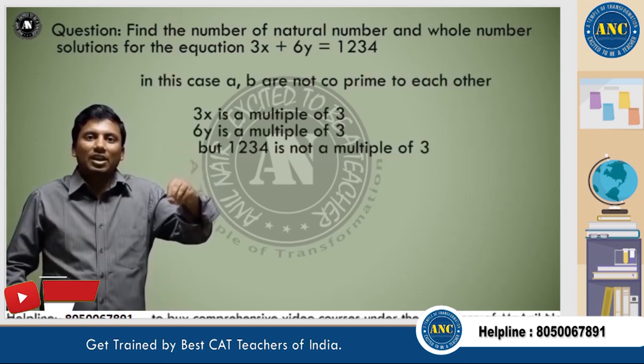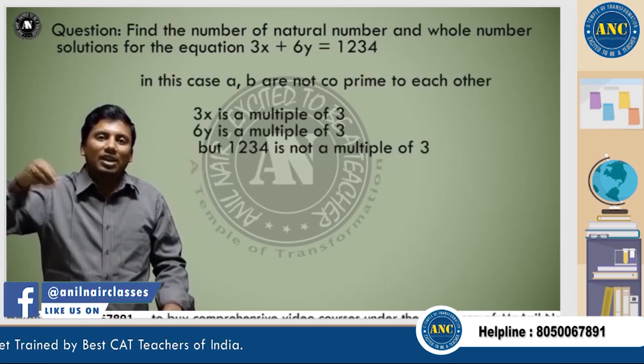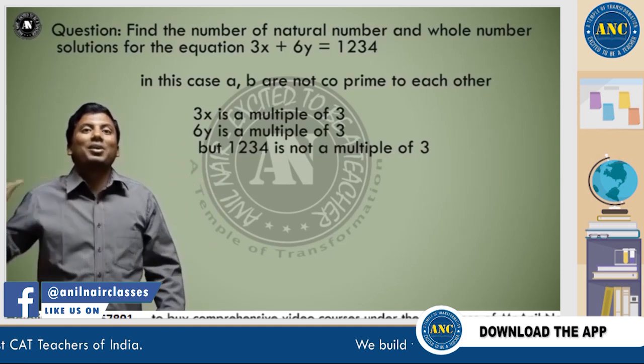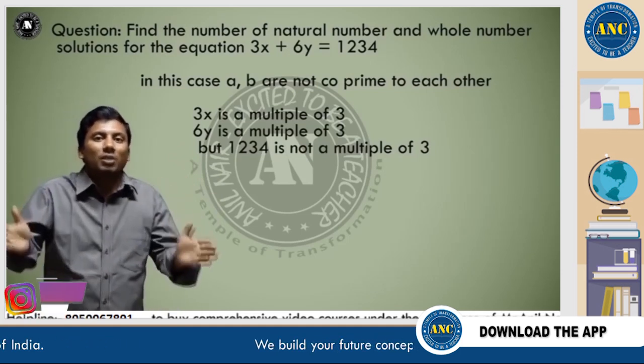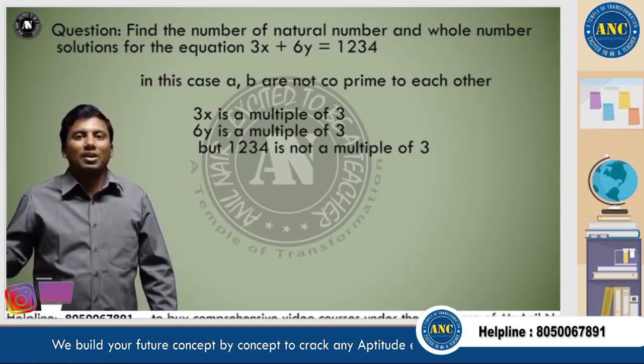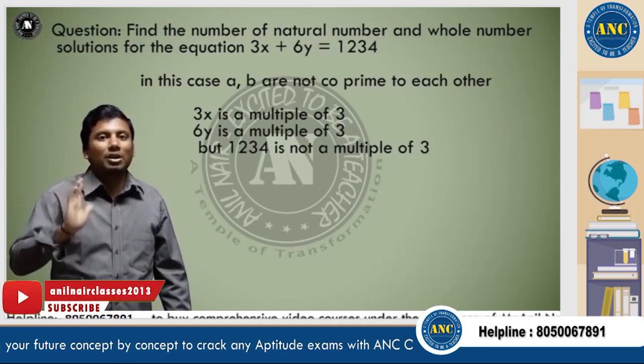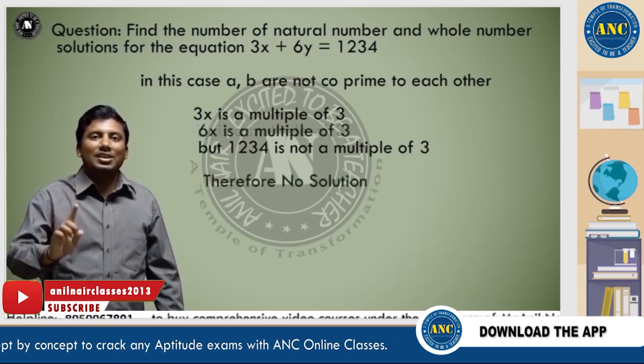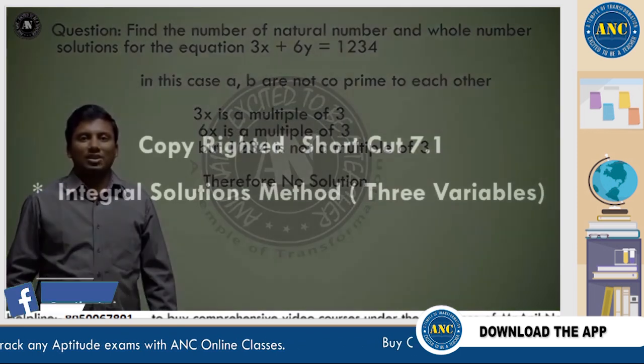3x is a multiple of 3. 6y is a multiple of 3. But 1, 2, 3, 4 is not a multiple of 3. If you add two numbers which are multiples of 3, the answer will also be a multiple of 3. But 1, 2, 3, 4 is not a multiple of 3. Therefore, the answer is no solutions for this.